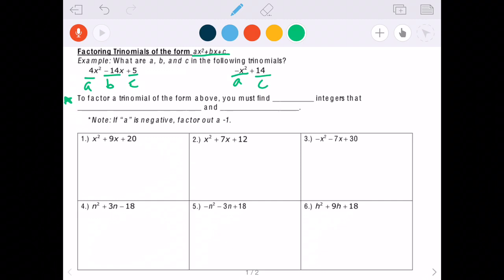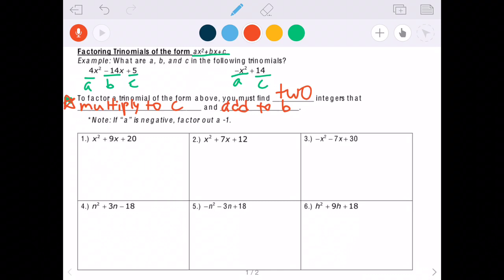That's important because what I started here in green, I'm also starting in red. This is so important. You're going to hear me say it a lot. To factor a trinomial in the form above, you must find two integers. Again, integers are just positive or negative whole numbers. Two integers that, very important, multiply to c, so here are those letters coming into play, and add to b. I'm going to say it again. To factor a trinomial of the form above, you must find two integers that multiply to c and add to b. So what exactly does that mean?